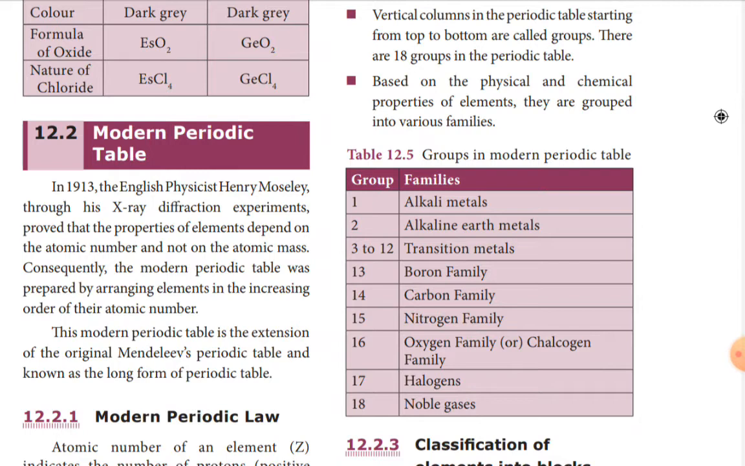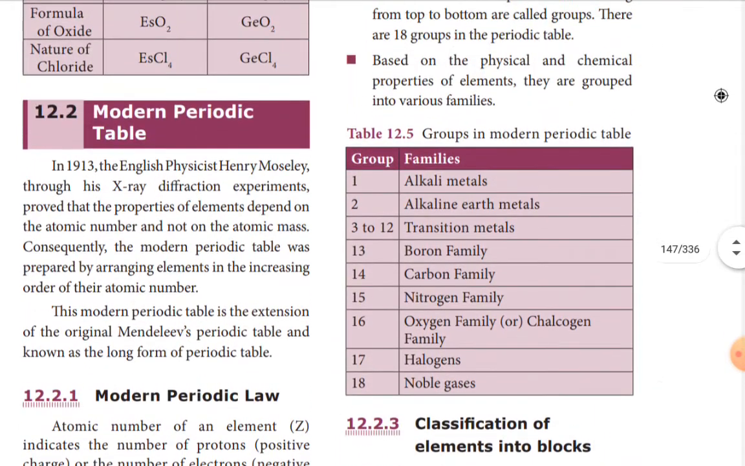Group families: the first group is called the alkali metals. The second group elements are called alkaline earth metals. Groups 3 to 12 are called transition metals. The 13th group is the boron family. The 14th group is the carbon family. The 15th group is the nitrogen family. The 16th group is the oxygen family or chalcogens. The 17th group is the halogens. The 18th group is the noble gases. So based on the chemical properties, the elements are grouped into different families.